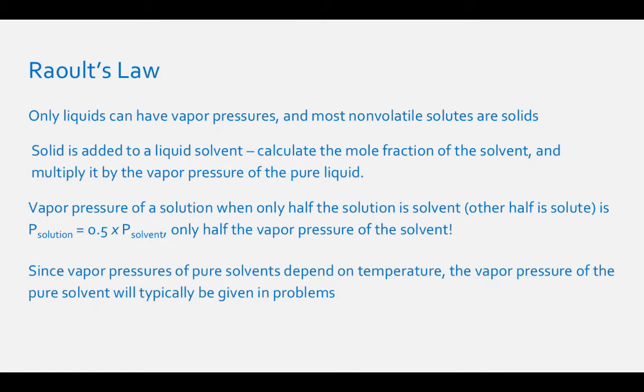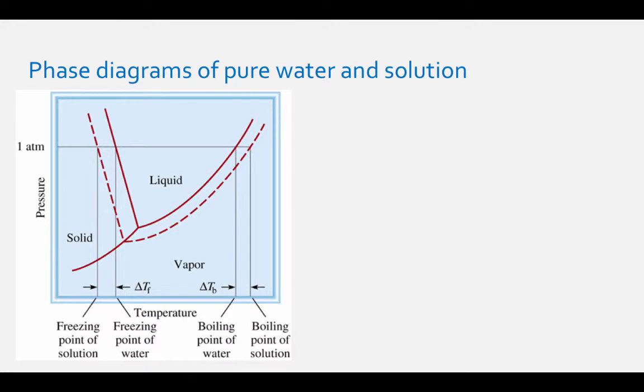We can visualize vapor pressure by looking at a phase diagram. The phase diagram of a pure solvent, in this case water, is shown with the solid line. And the phase diagram of that same solvent with solute in it, a solution, is also shown with the dashed line. The liquid-gas line is lower for the solution than the solvent. This is caused by the vapor pressure lowering of the solution. The solid-liquid line is also different for the solution.